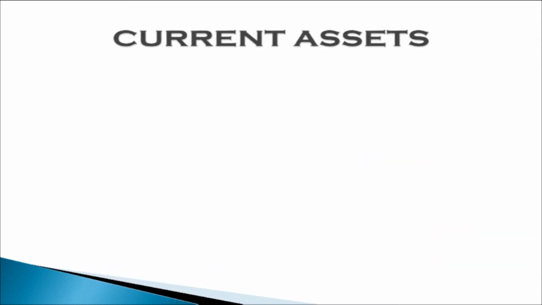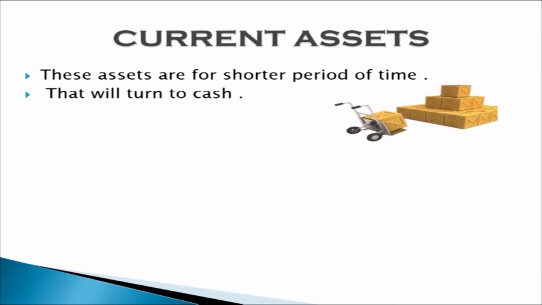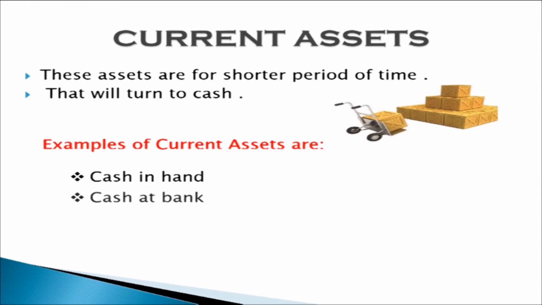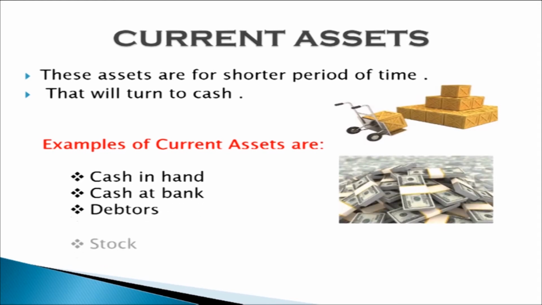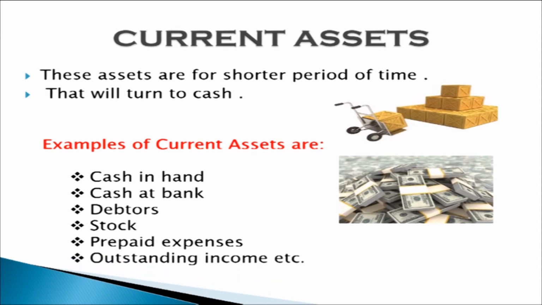Let's discuss the meaning of current assets now. These assets are for a shorter period of time, ranging up to 1 year. An asset that will turn to cash within the length of its operating cycle is considered to be a current asset. Some examples of current assets are cash in hand, cash at bank, debtors, stock, prepaid expenses, and outstanding income.